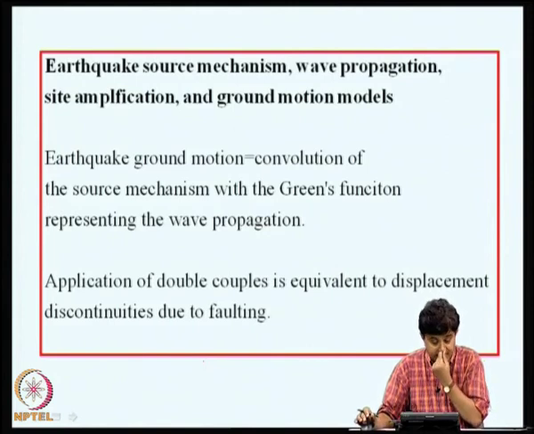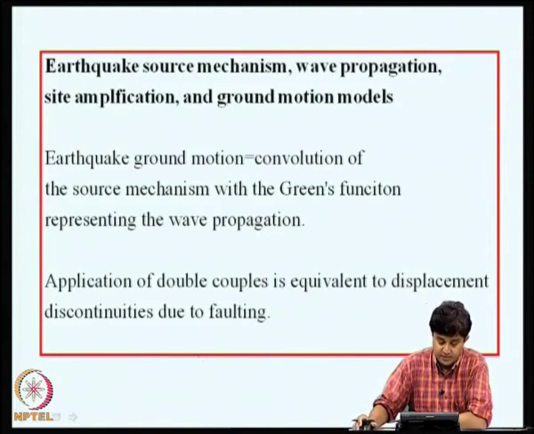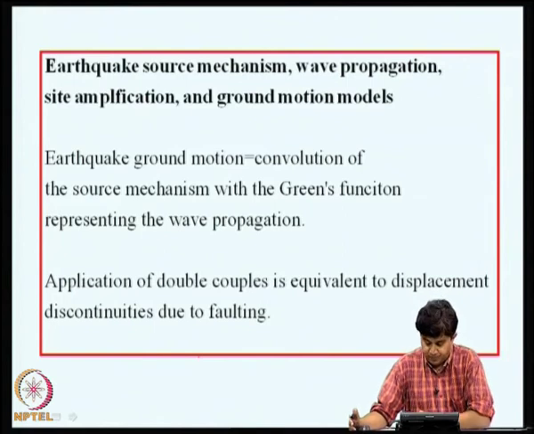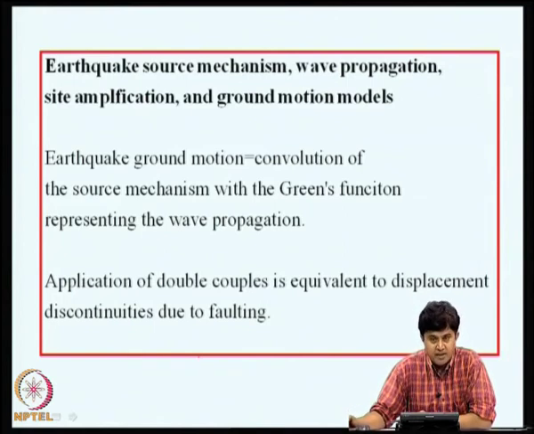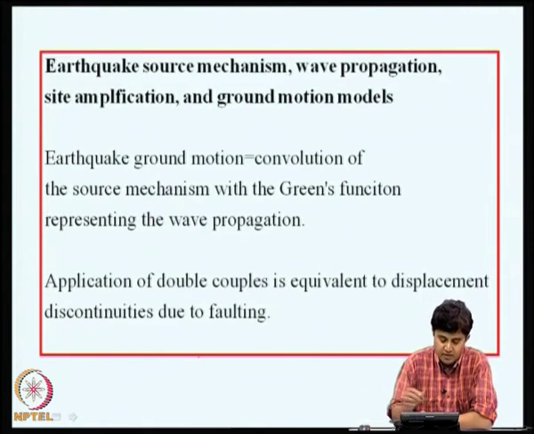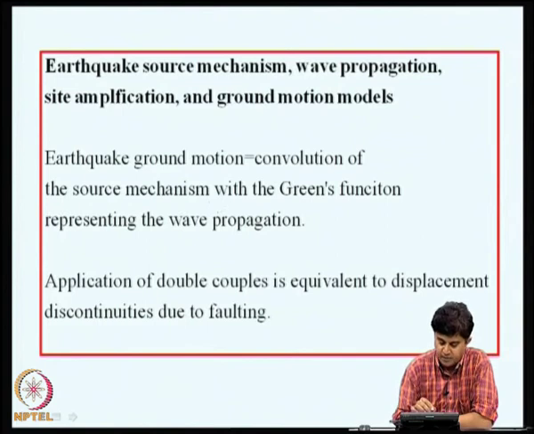Now, in the existing literature, there are power spectral density function models which take into account issues such as earthquake source mechanism, wave propagation, site amplification and ground motion models which take into account these features. Now, the earthquake ground motion is perceived to be the convolution of source mechanism with the Green's function representing the wave propagation.